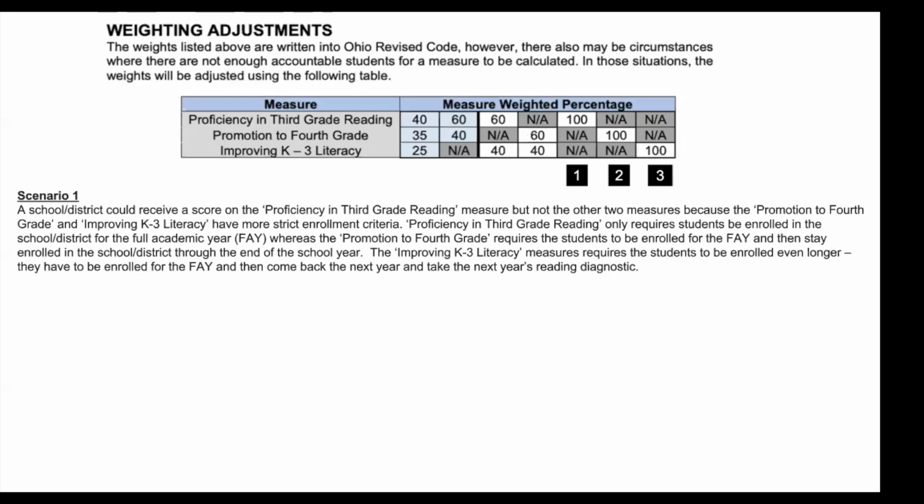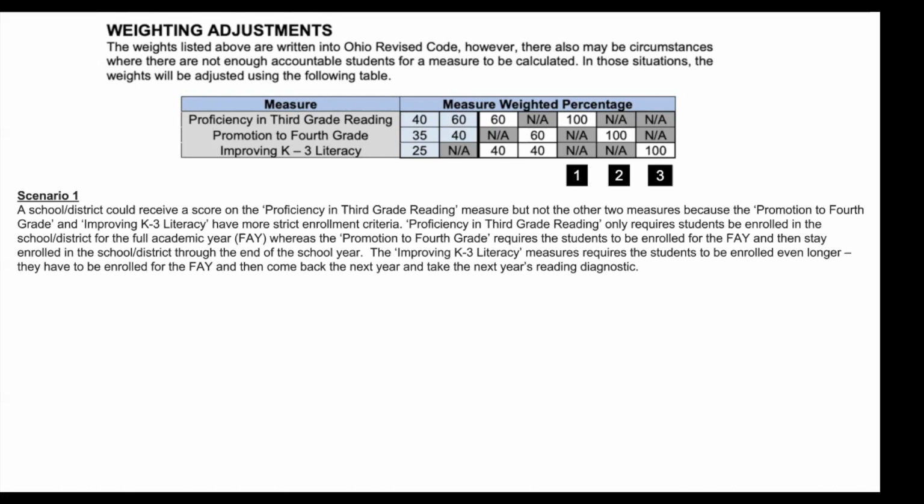I'm not going to read all of this specifically to you. This is only going to impact certain schools, certain districts, but we wanted you to have this as a resource. So if down the road you run into a certain scenario, you would have this as a resource to pull back out. In scenario 1, you see 100% in proficiency in 3rd grade reading, and the other 2 measures are NA. So how could that happen?